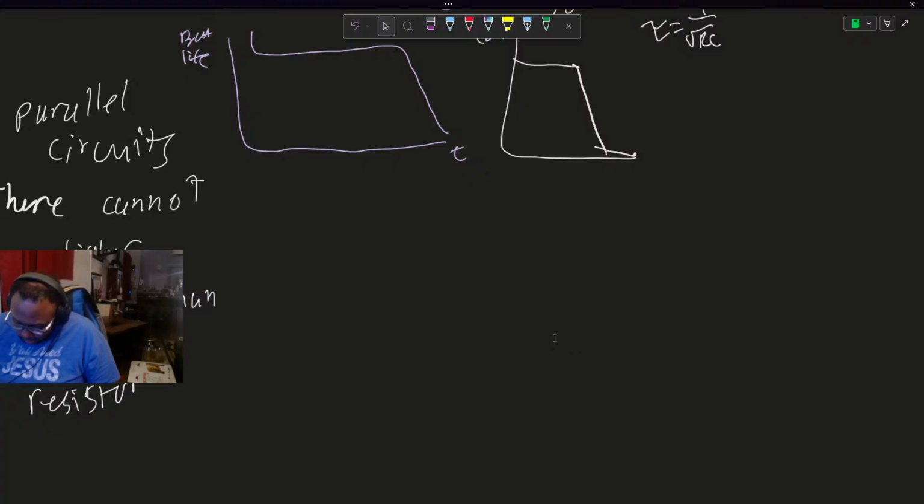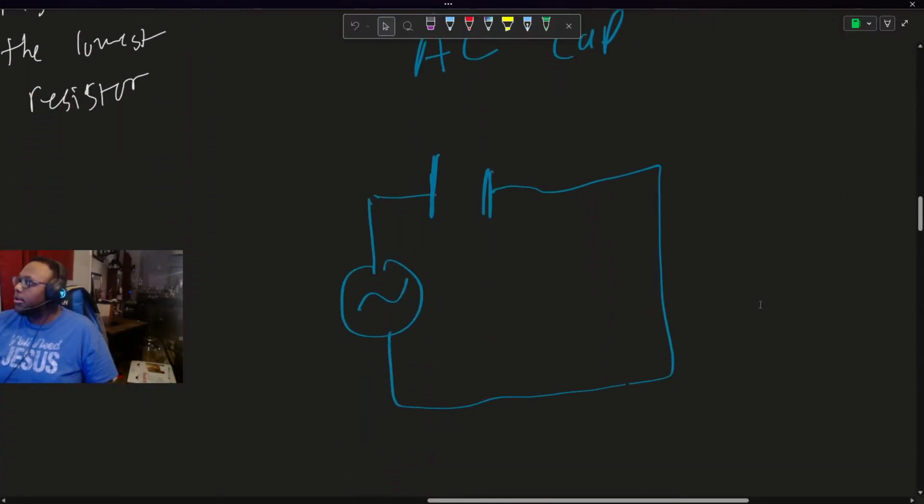A capacitor in an alternating current, so like AC, you have a capacitor in a circuit, and if you recognize that little symbol inside the circle, that looks a lot like a sine wave, right?